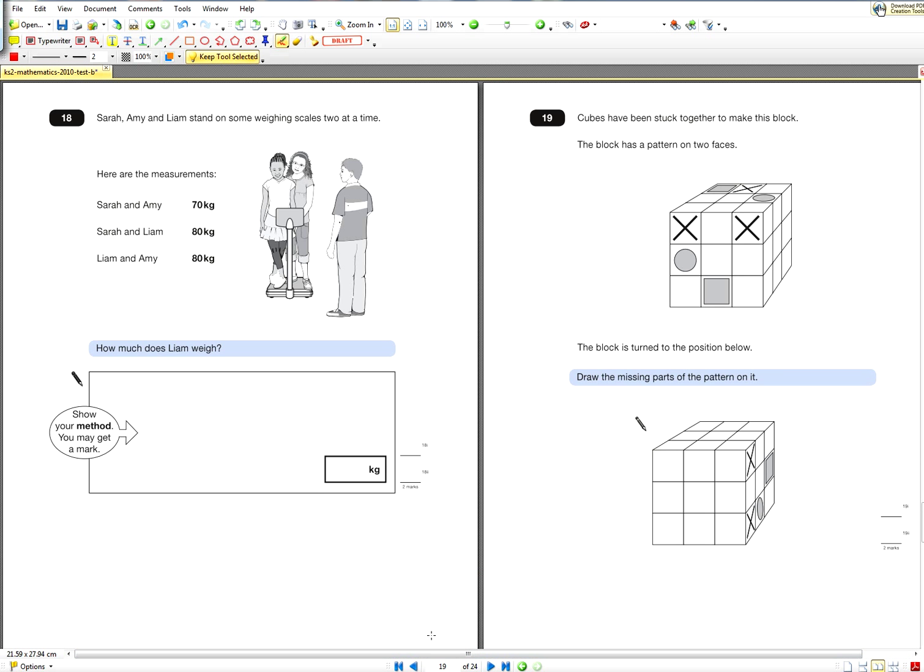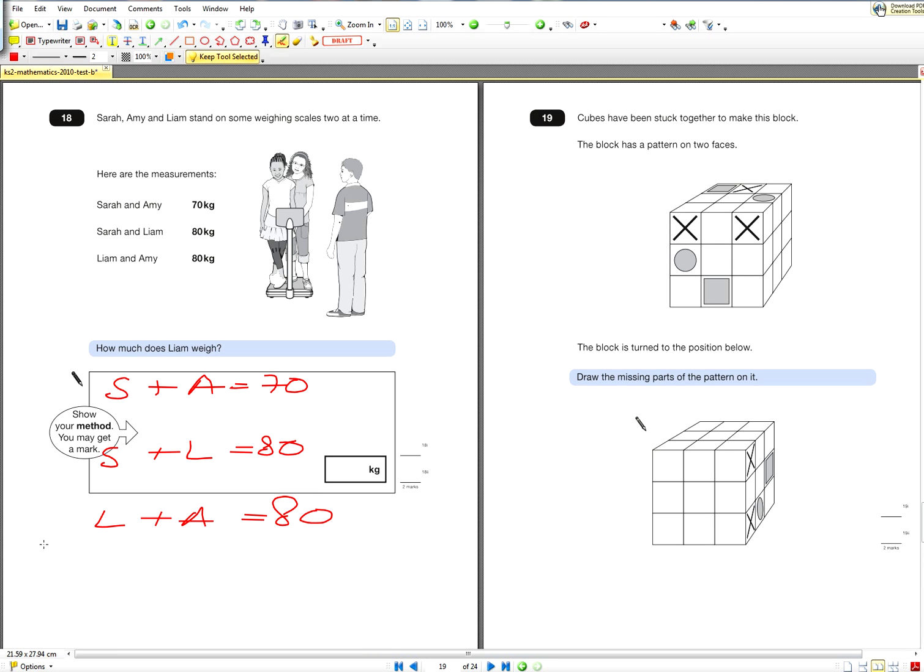Okay, Sarah, Amy, and Liam stand on some weighing scales 2 at a time. Here are the measurements. How much does Liam weigh? Now, we need to do a bit of algebra for this. So we have Sarah and Amy, and let's put a plus in there. How much do they weigh? 70. Sarah and Liam weigh 80. And then Liam and Amy weigh 80.